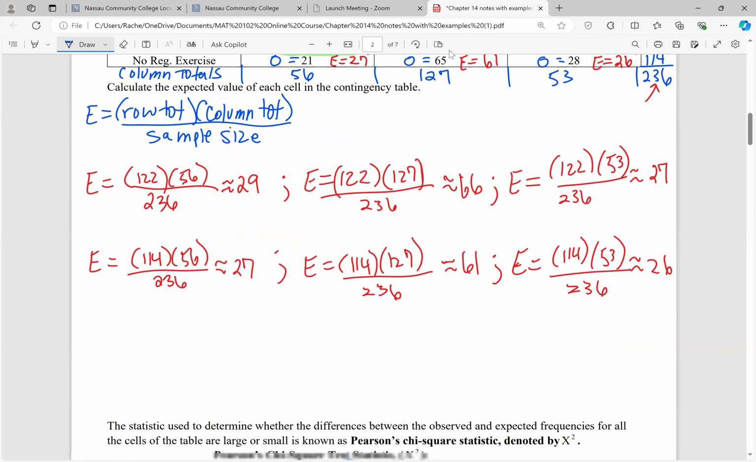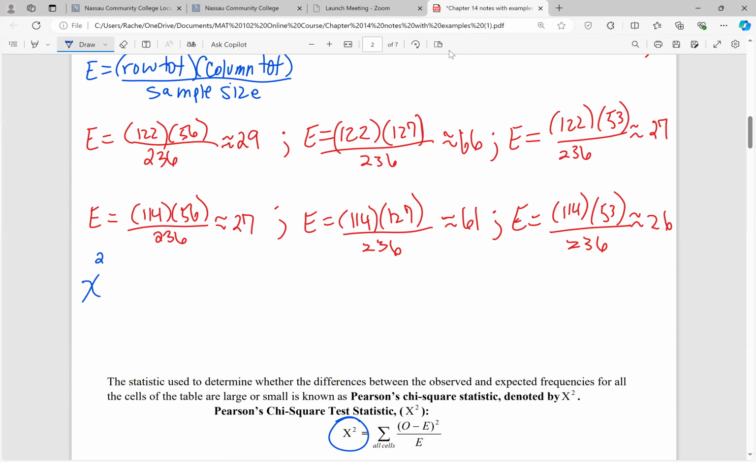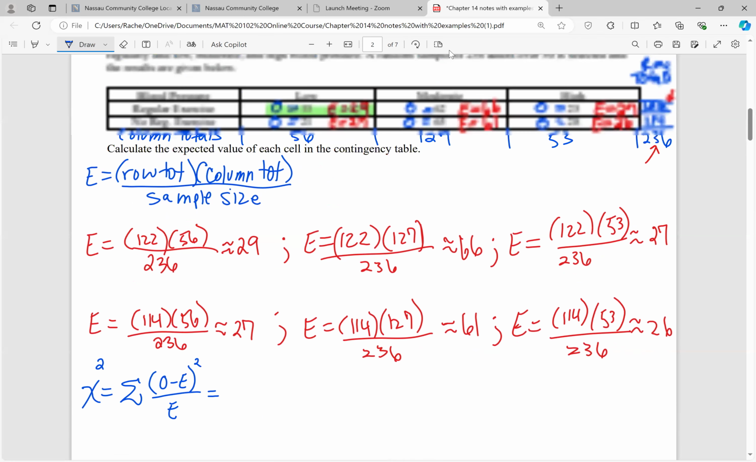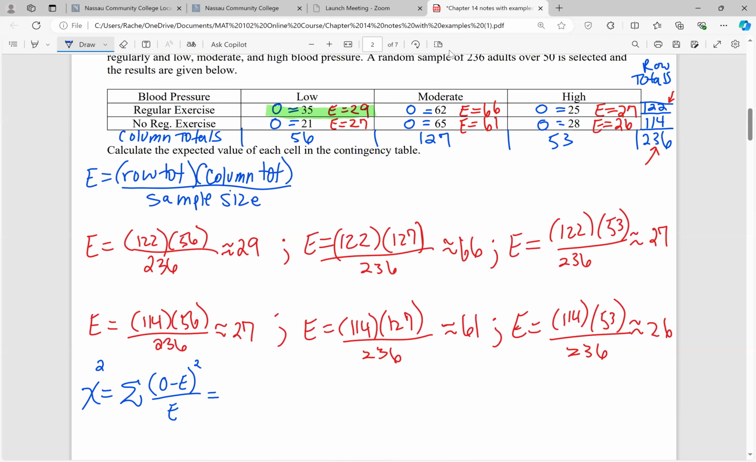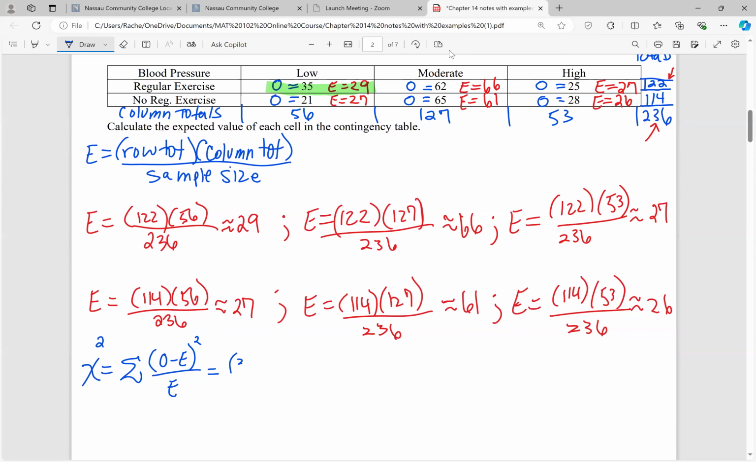So now let's calculate the chi-square test statistic. We're going to sum up each observed minus the expected value, squared, over the expected value. For each cell, we're going to take the observed value. Look, for cell 1 up here, for low and regular exercise, we're going to take the observed, which is 35, and we're going to minus the expected, which is 29. We're going to square it, and then divide by the expected value of 29. We're going to do that for all the cells, and sum up all those calculations.